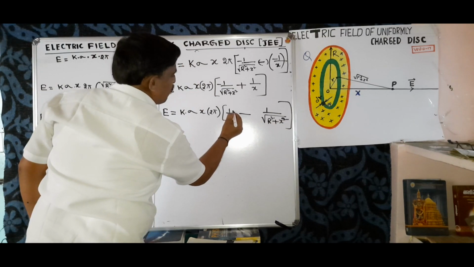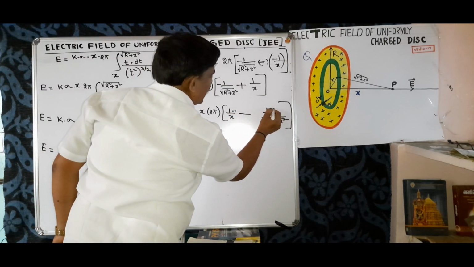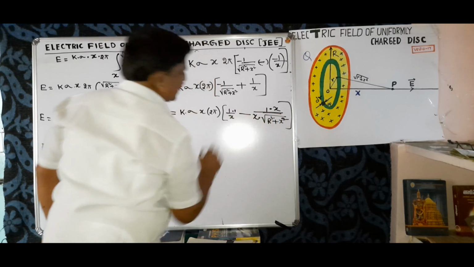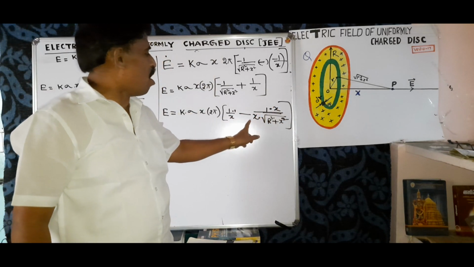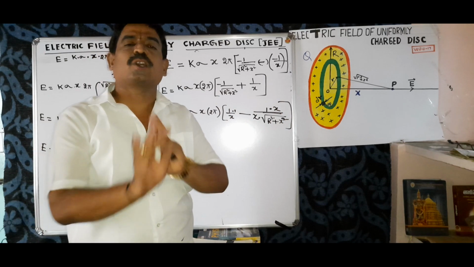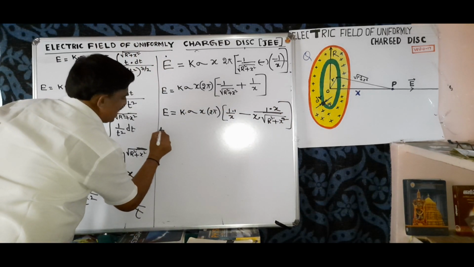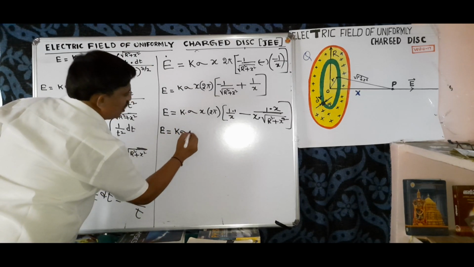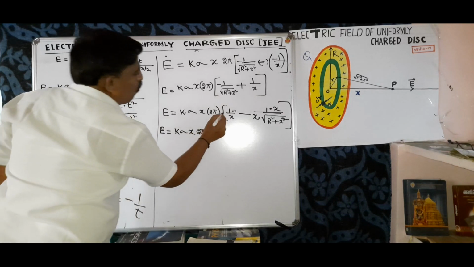Here I am multiplying with 1. Here I am multiplying with x and dividing with x. The numerator is multiplied with x, and the denominator is multiplied with x, so there is no change in the value. Here, capital E is equal to k into sigma into x into 2 pi into 1 by x.